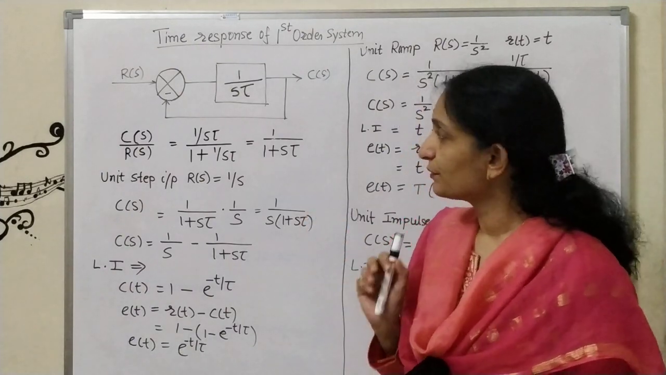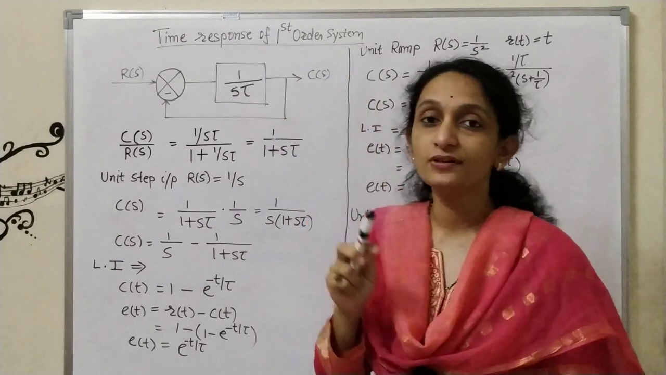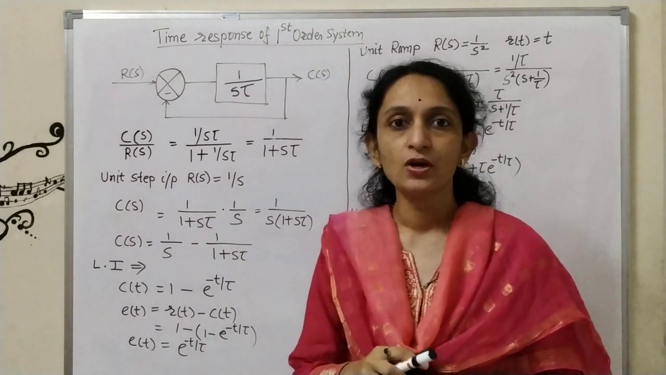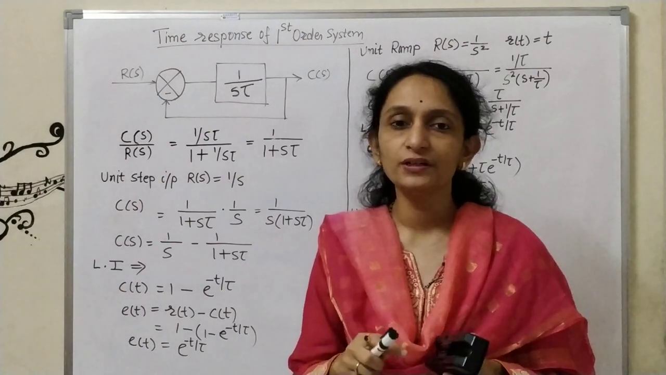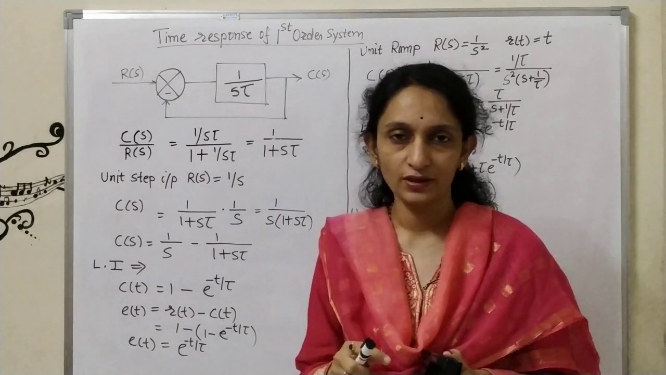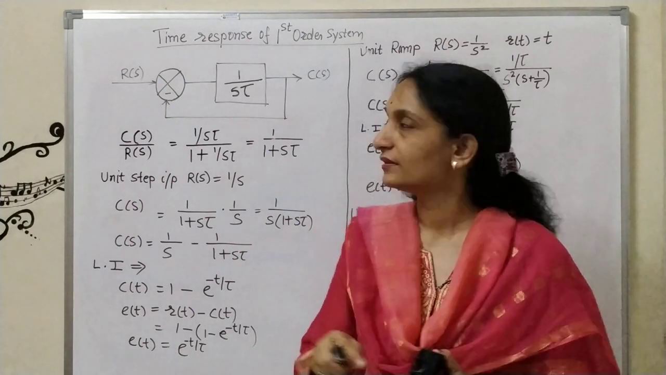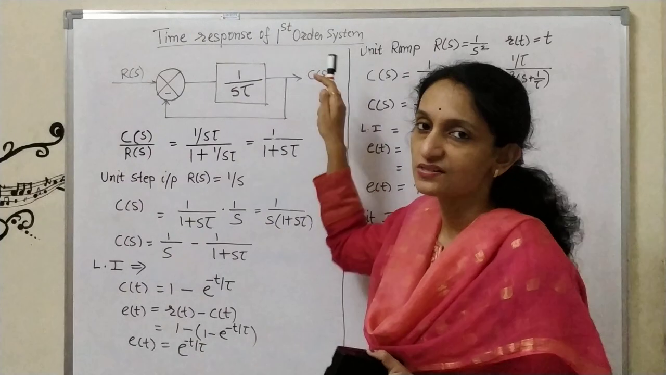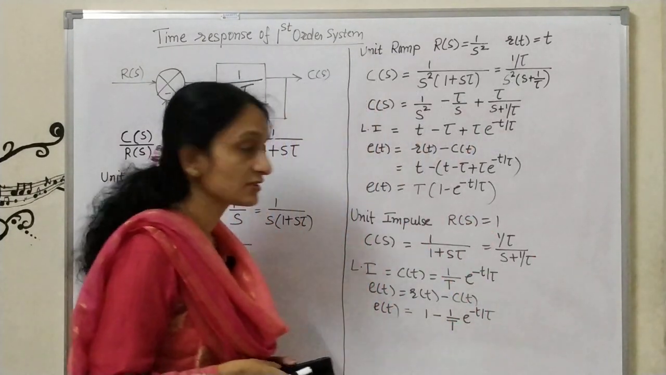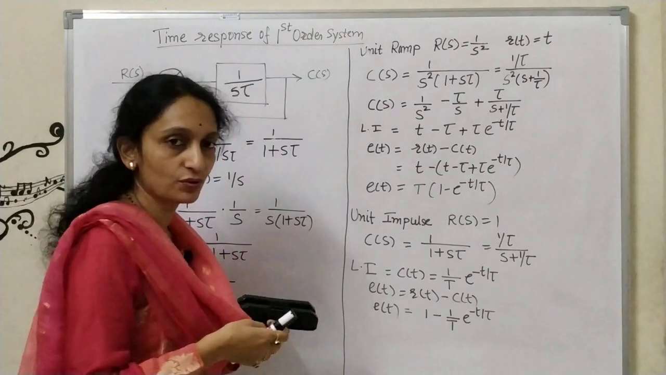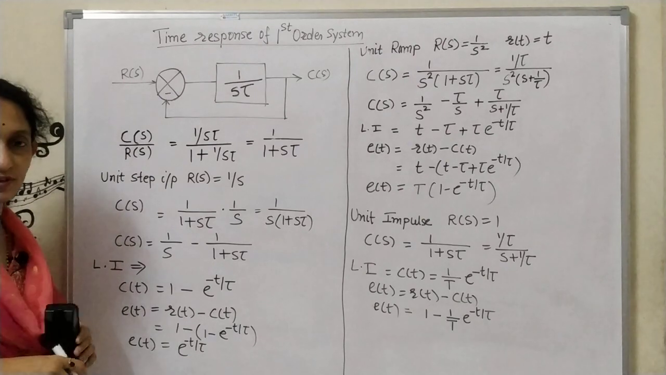Before starting, the title is time response of first order system. First order system means you have to check the denominator of the transfer function. The highest power of s in the denominator should be 1, then you can say that it is a first order system. We have seen second order or higher order systems also, but today we will discuss the time response of first order system.